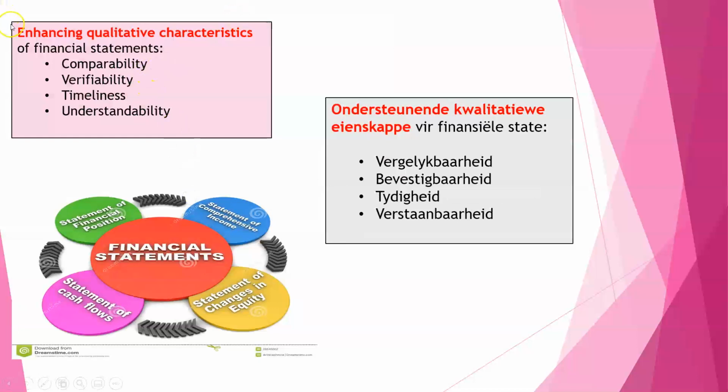Then you get the fundamental qualitative characteristics. We also get enhancing qualitative characteristics of financial statements. Now, you must be able to distinguish between the two. You must be able to talk about the two of them separately. Now, the first one here is comparability. Guys, that's why we use IFRS and IAS, so that we are able to compare two companies' financial results with each other. Because both of them apply IFRS, and in South Africa all companies have to apply IFRS, we know that we can compare their financial results with each other.